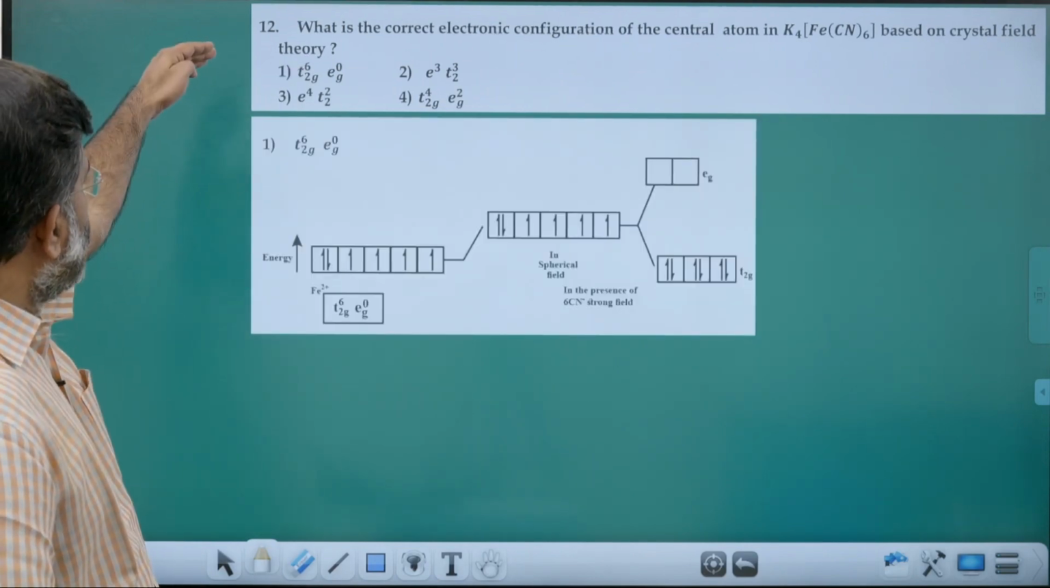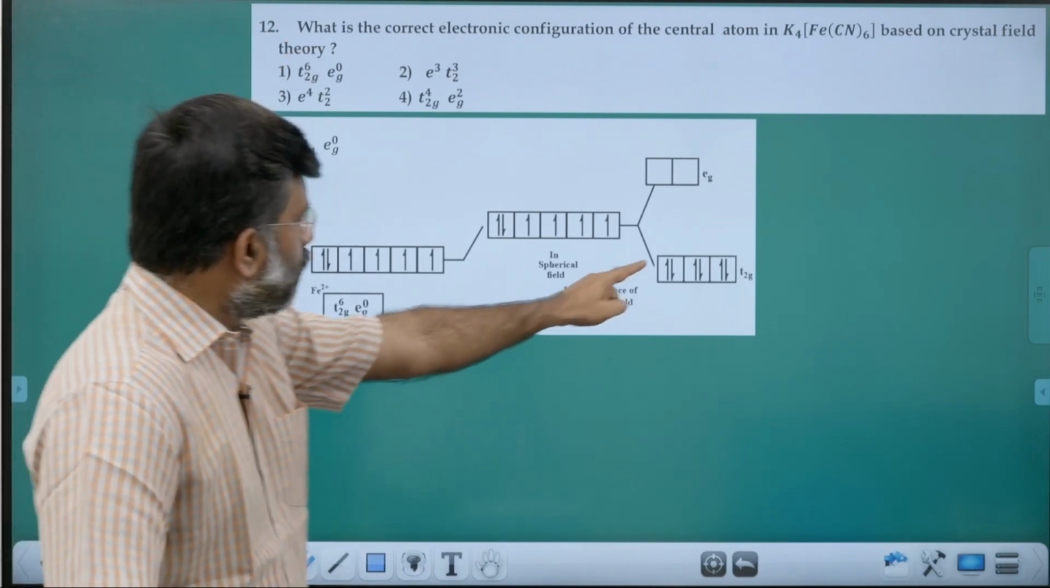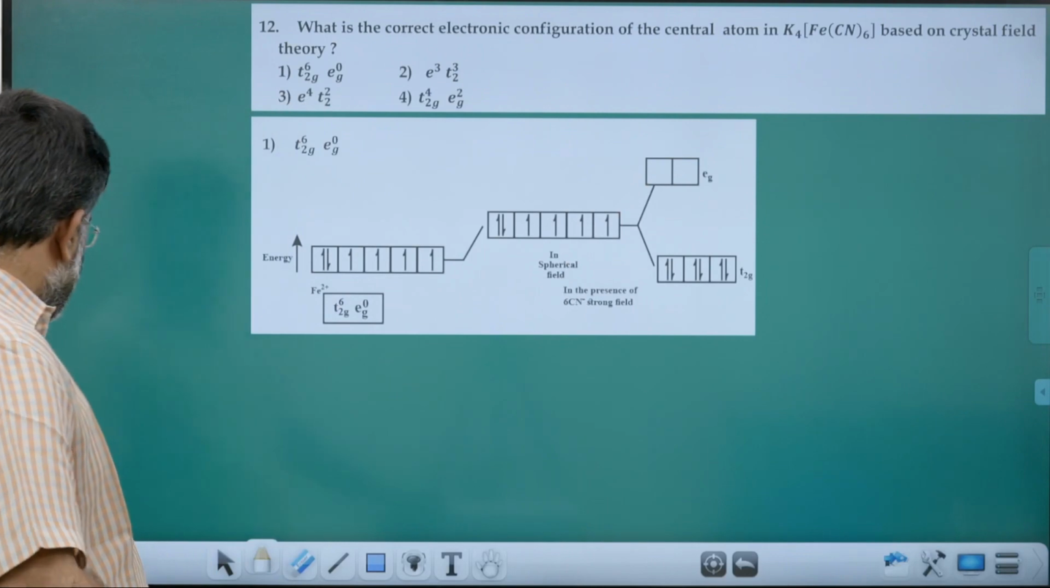Anyway, here the answer is just the configuration t2g6 eg0. Next.